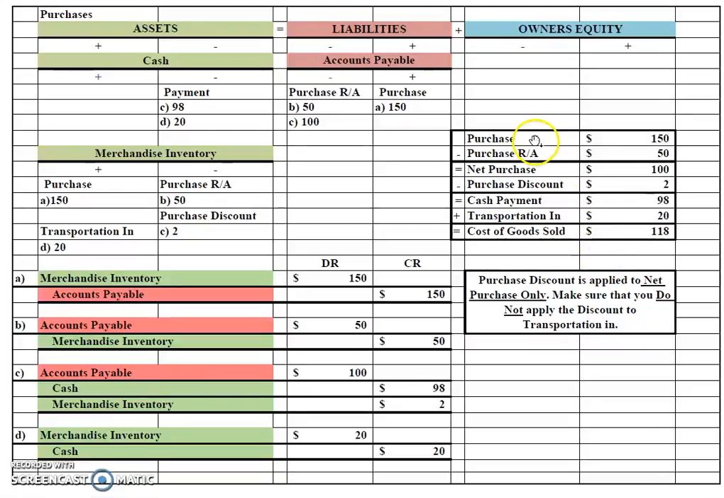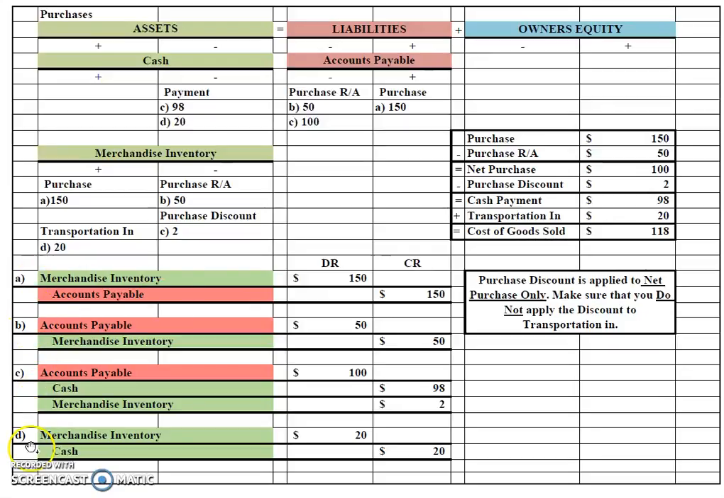So again, purchases minus any returns equals net purchase, and then at time of payment, you may have a purchase discount. Subtract that out, that'll be your cash payment. So let's take a look at this from a journal entry perspective.